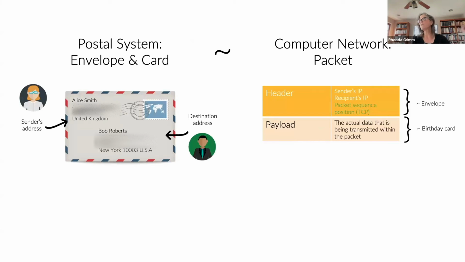So how does that compare? You've got your envelope and card, your sender's address and your destination address, and the birthday card's in the envelope. Well, it's like that with a packet. There's a header, which is kind of like the envelope. It contains the sender's IP address and the recipient's IP address, and then the payload is the actual data you're sending. So in this case, the birthday card.